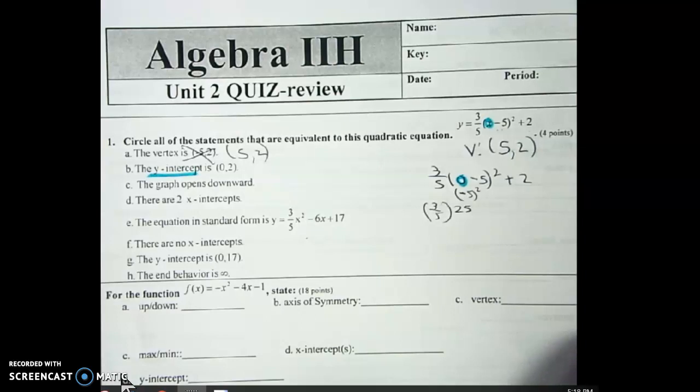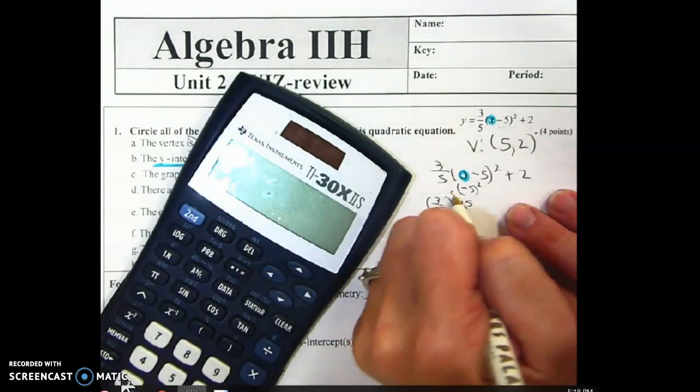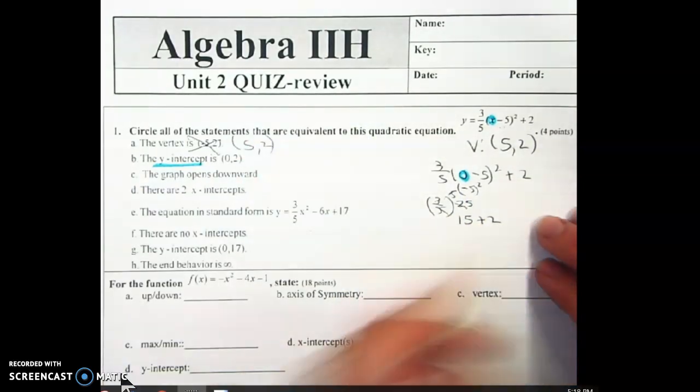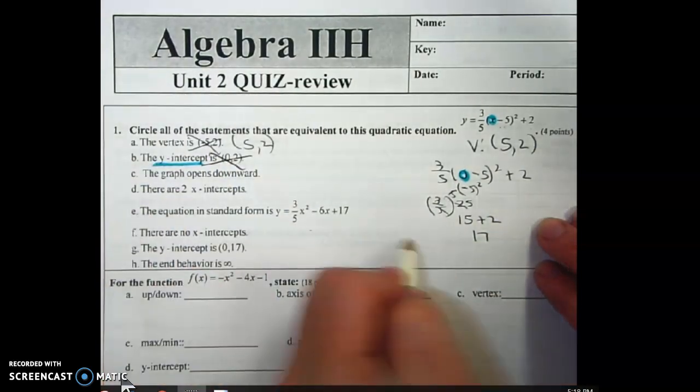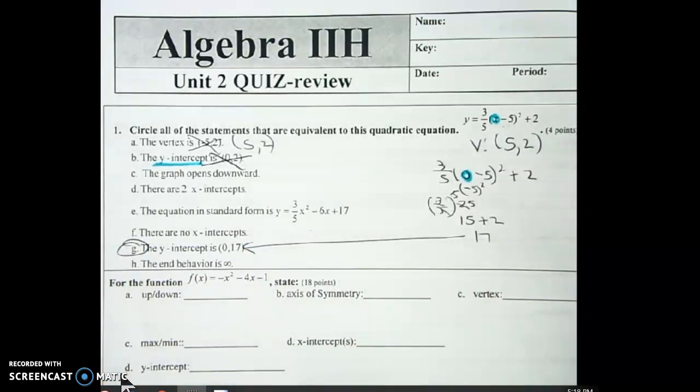If you don't know how to multiply 3/5 times 25, use your calculator. 5 goes into 25 5 times. 3 times 5 is 15, plus 2 is 17. So nope, it is not 0, 2. It's 0, 17, so that's one of the answers.